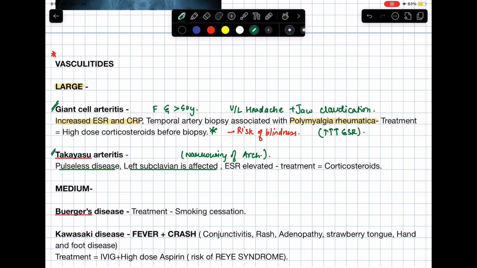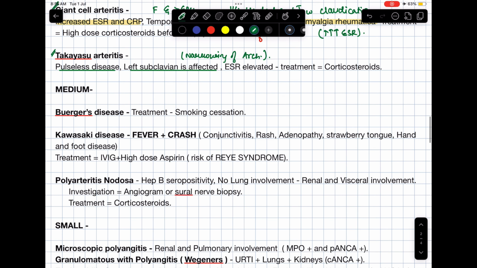There are three conditions in this section. First is Buerger's disease, also known as thromboangiitis obliterans. The only thing that you have to remember is smoking cessation as the treatment for it. I'll not go into detail of this disease. The only treatment that you need to make sure of is smoking cessation.